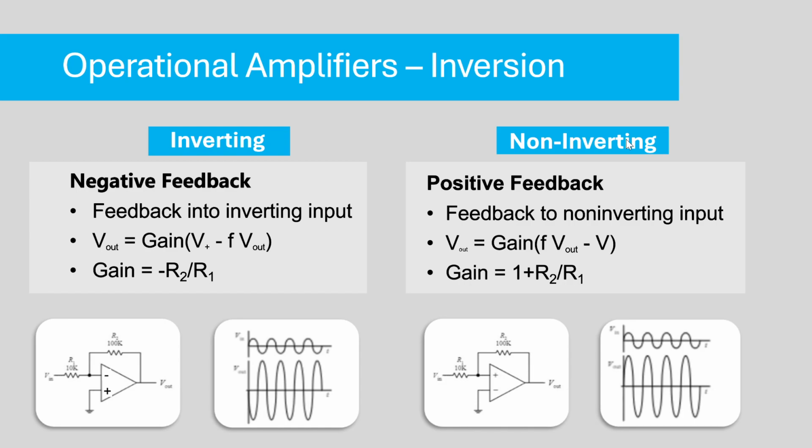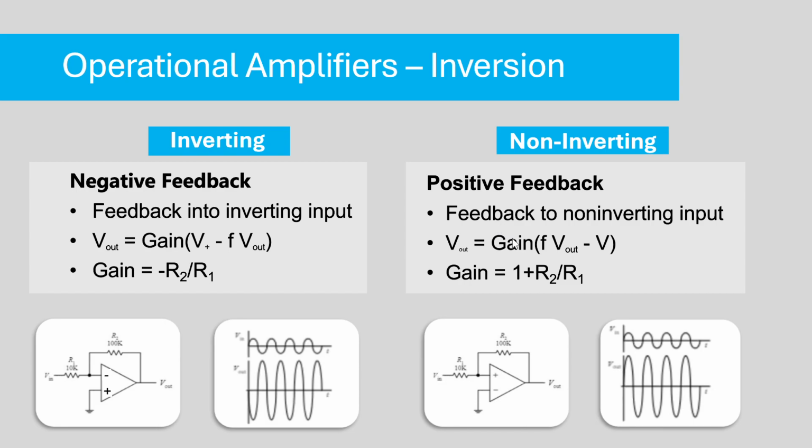Basically the same, but the opposite, is the non-inverting amplifier. These take positive feedback, so feedback from the output going through the resistor to the positive side. In this case we've got the voltage divider, and we calculate our output based on the gain of the amplifier times feedback times the output minus the voltage. This is very similar, but our gain is calculated a little bit differently in this scenario.